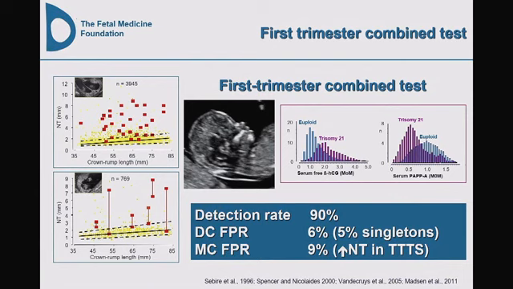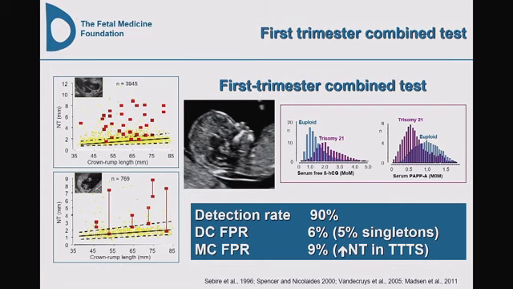It's different when we are scanning monochorionic twins, which are actually identical, not non-identical, twins. And if we have one baby with Down syndrome in a pair of monochorionic twins, it is very likely that the other baby will have Down syndrome too. So how do we perform the combined screening test in twin pregnancies?